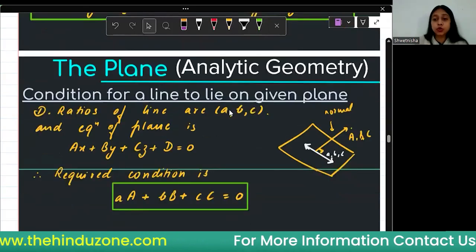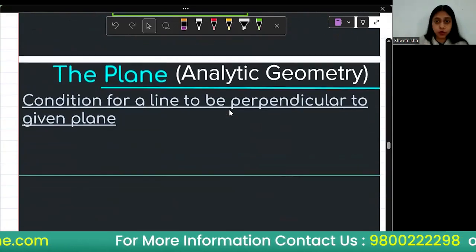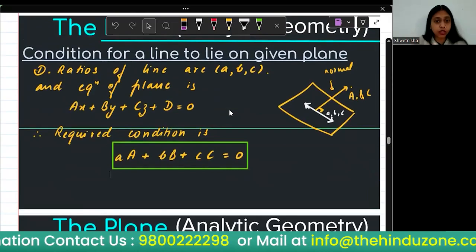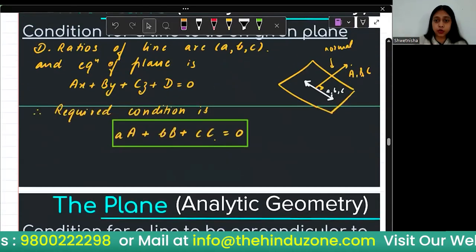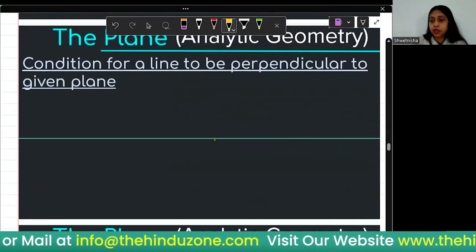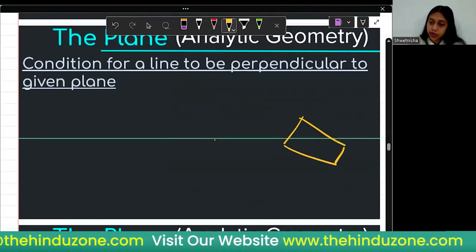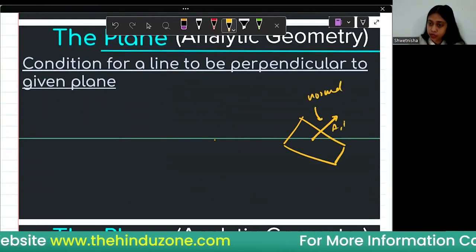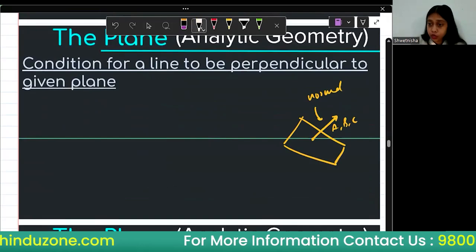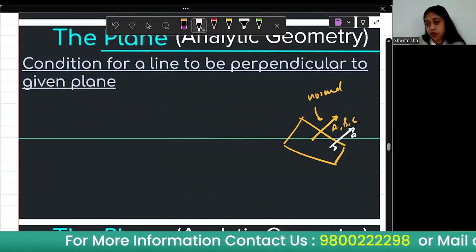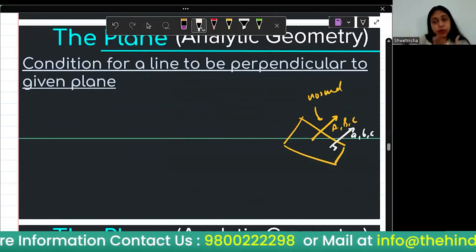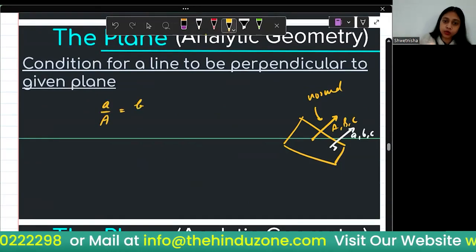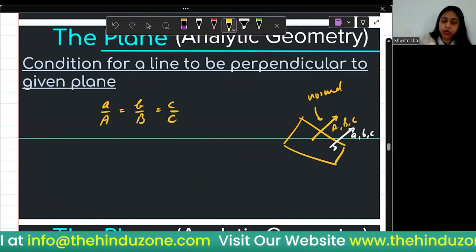Now, what is the condition for a line to be perpendicular to the given plane? Taking the same notations, the direction ratios are small a, b, c, and the equation of the plane is this equation number 1. Then this is the plane and the normal has direction ratios A, B, C, and the line is perpendicular. So this is the line which is perpendicular to the plane, having the direction a, b, c. So the normal and the line become parallel, and the condition would be a by A is equal to b by B is equal to c by C.